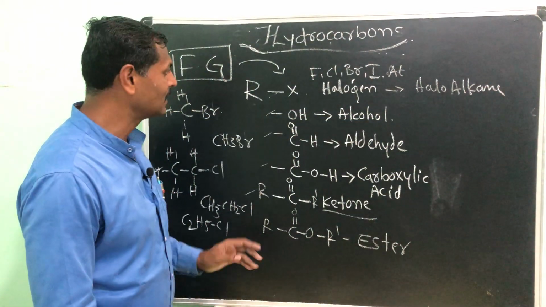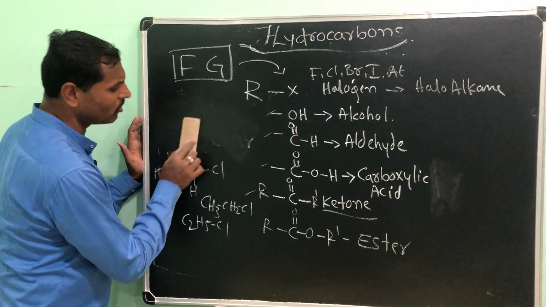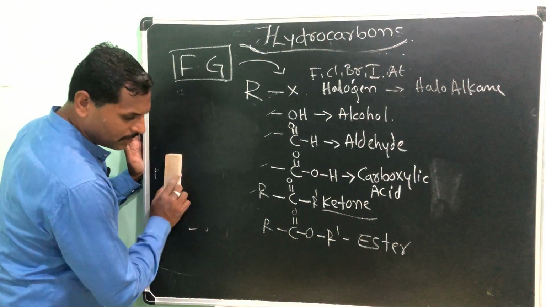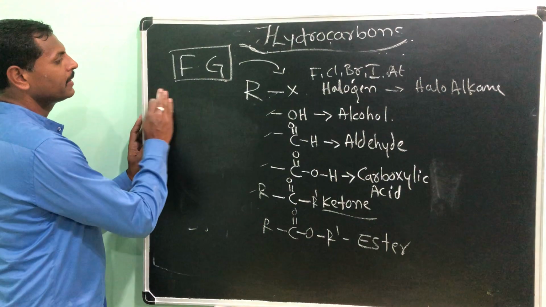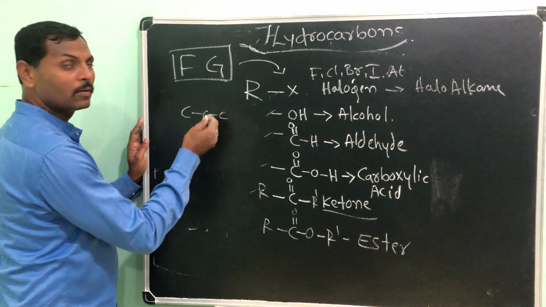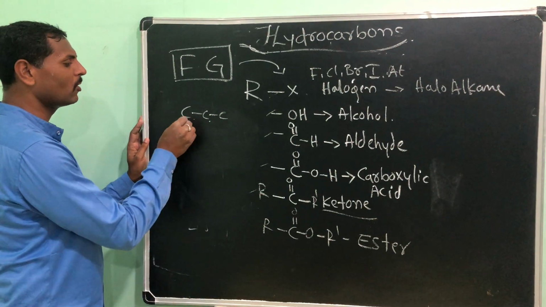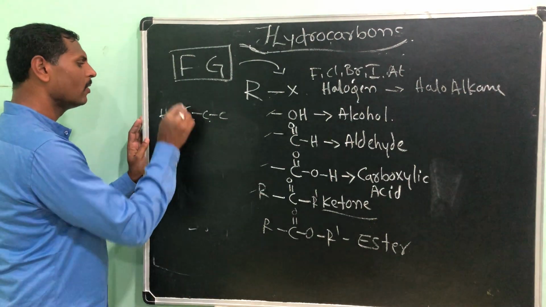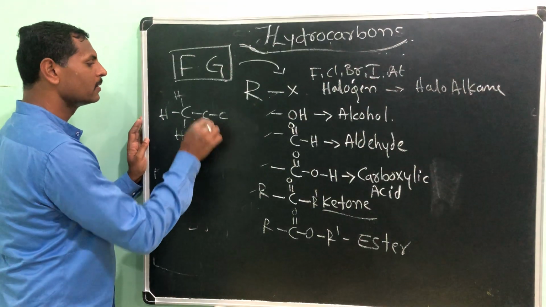Understood? Haloalkanes, like this. Try some more examples on this one only. Take propane. Propane, 1, 2, 3. Prop is there, single bond is there. I will say propane. Okay. See here.